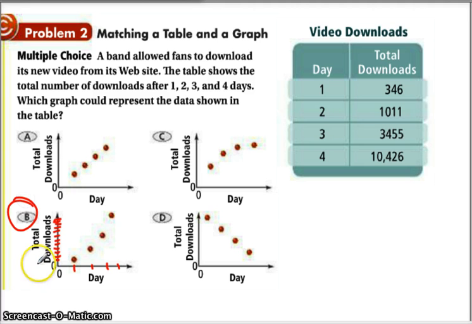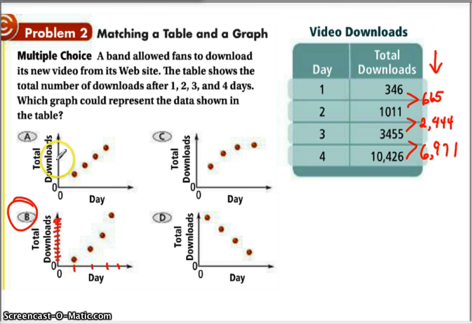If you chose letter B, you're correct. Since the amount in between each day got larger and larger, I have found the actual amount of increase by using a calculator. And you can see from day 1 to day 2, we increased by 665. From day 2 to day 3, we increased by 2,444. And from day 3 to 4, it was 6,971. Before, we estimated; these are the real numbers. And you can see that the amount of increase went up a great deal from day to day.